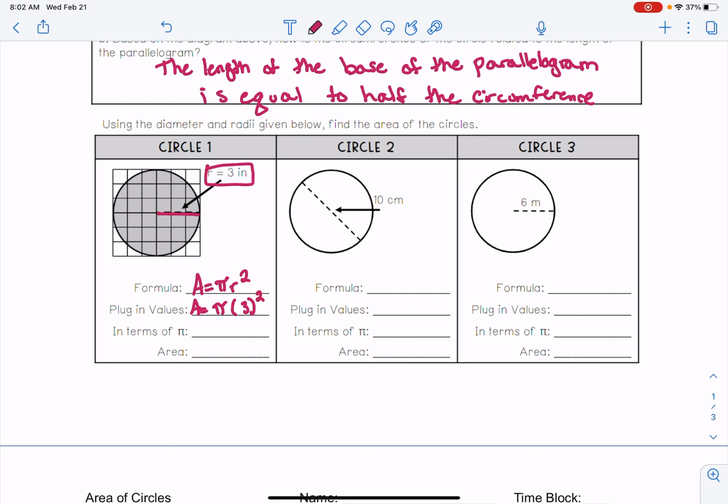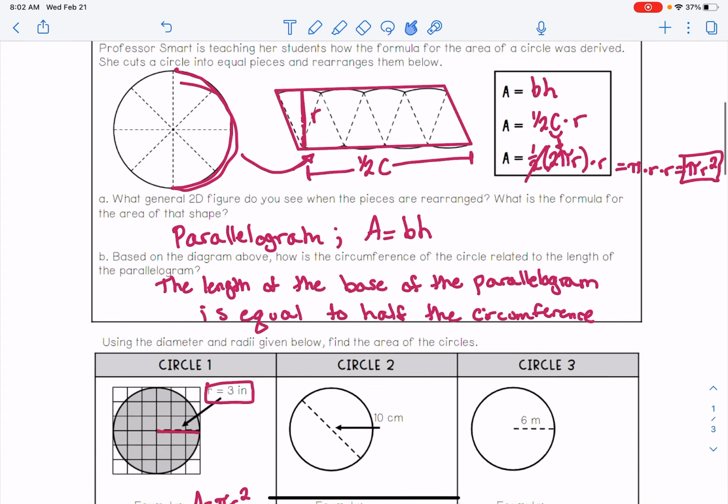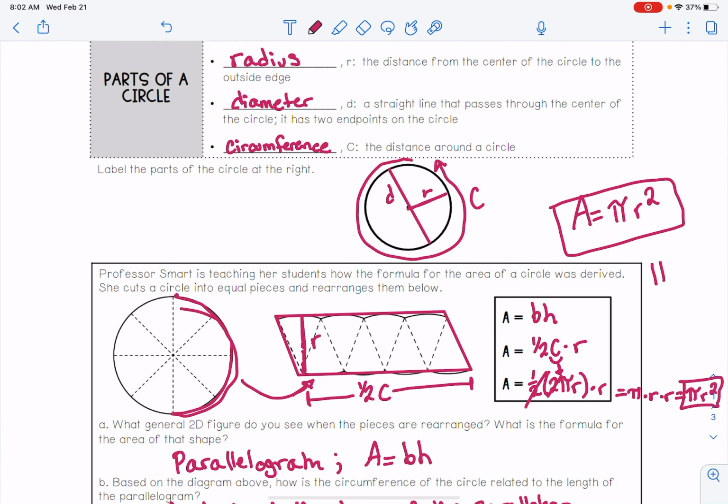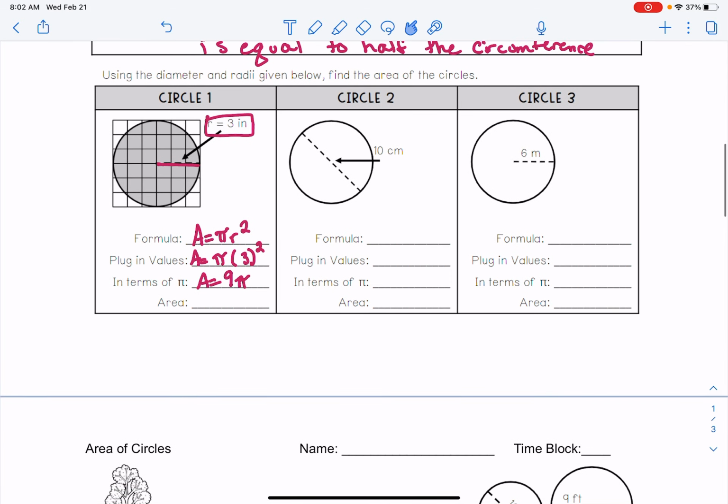Now we're going to simplify that, because 3 squared is the same thing as 3 times 3. So 3 times 3 is 9, and I'm going to rewrite this as 9 times pi. If I do 9 times pi, I find the area of the circle. Now, do you remember what the value of pi is? Remember, pi equals, I'm going to put it up here in our little notes, 3.14.